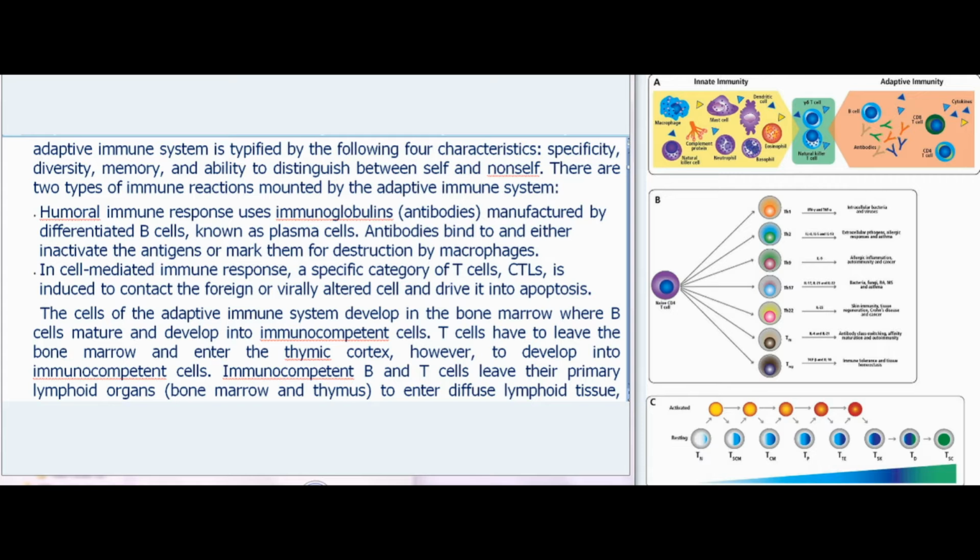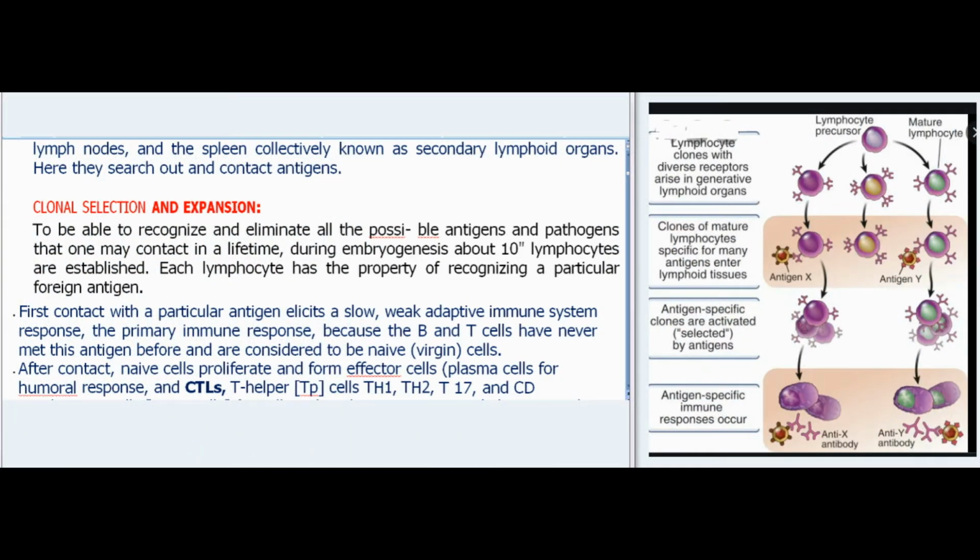The cells of the adaptive immune system develop in the bone marrow, where B cells mature and develop into immunocompetent cells. T cells have to leave the bone marrow and enter the thymic cortex, however, to develop into immunocompetent cells. Immunocompetent B and T cells leave their primary lymphoid organs, bone marrow and thymus, to enter diffuse lymphoid tissue, lymph nodes, and the spleen, collectively known as secondary lymphoid organs. Here they search out and contact antigens.